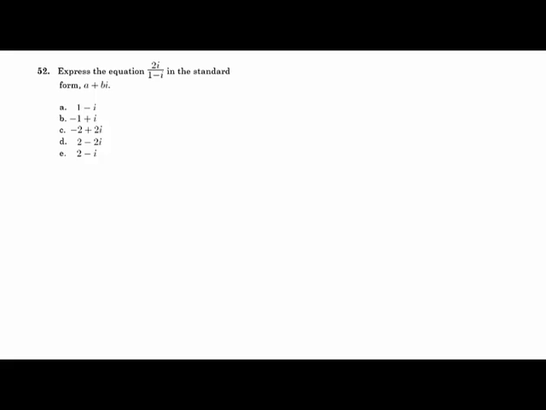And now let's try this problem. Express the equation 2i divided by 1 minus i in the standard form a plus bi. And we know that a plus bi is the form of a complex number. And what it's really asking is, how would you simplify 2i divided by 1 minus i?